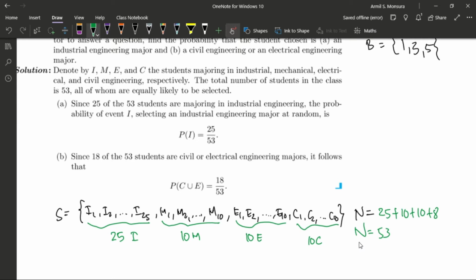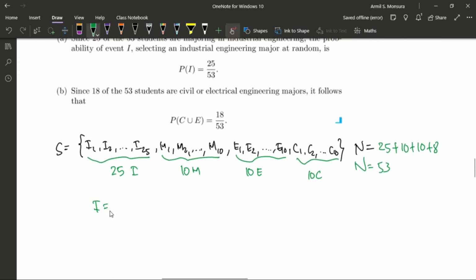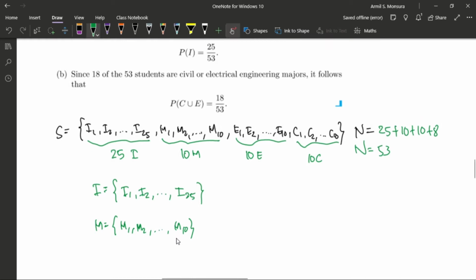Okay? So now, we can divide this into 4 events. The event I is the set of all the industrial engineering students, so that is I1, I2, up to I25. Then we can have the mechanical engineering students, M1, M2, up to M10.